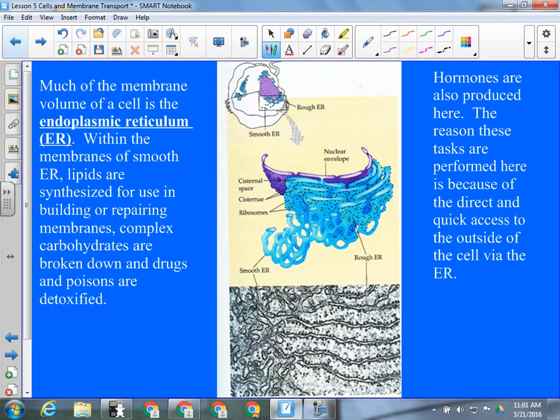Okay? Within the membranes of the smooth ER, lipids are synthesized. What's another word for lipids? Fats. Fats are synthesized. Fats are essential because that's what membranes are made out of. Every cell in your body has membrane made of fat. We need to have fats in our body, in our diet, because that's what our cell membranes are made out of. That's crucial for maintaining the health of all of our tissue.